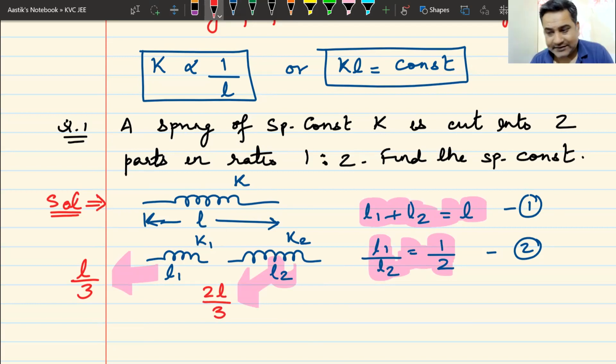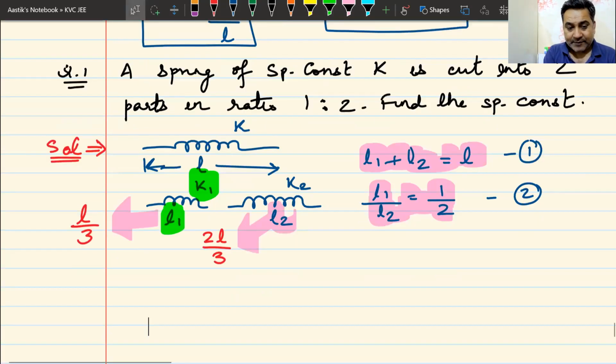So we have found out the lengths, but they were not asking the lengths. In the question it was asked, what is the spring constant of the spring? Spring constant of this spring is taken as K1. Length is L1. How do I get the spring constant? I know the length now.